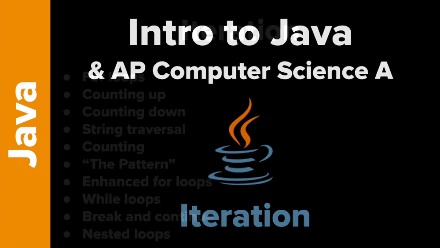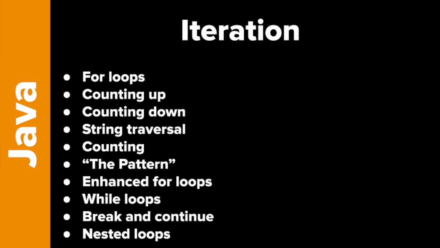Our topic today is iteration, which means repeating sections of code. This is one of the most difficult concepts for beginners to really master, so it's important that you take your time and make sure you understand how these things work.